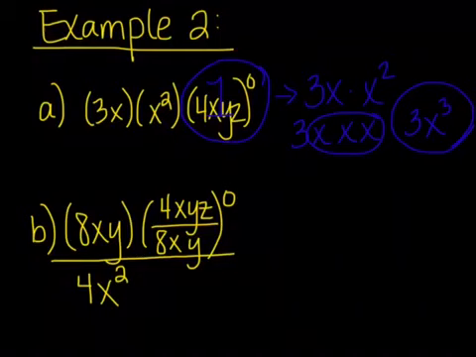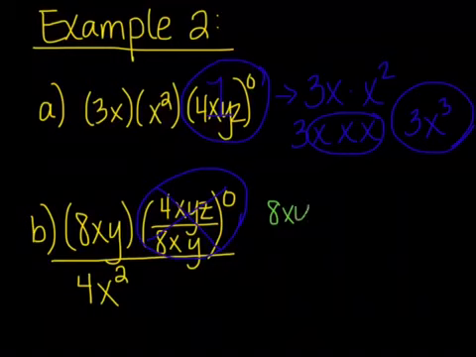Example B looks pretty confusing, but notice 4xyz divided by 8xy is raised to the power of 0. That means this whole term will go away. It's just a 1. So really, I'm just simplifying 8xy over 4x squared. Again, I can expand it out: 8xy over 4x squared, which is x times x. I can cancel out any terms I see in common, and then I can simplify my coefficient.